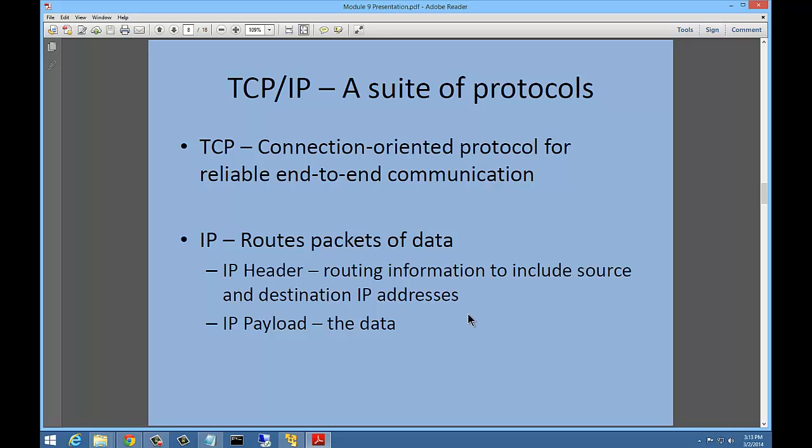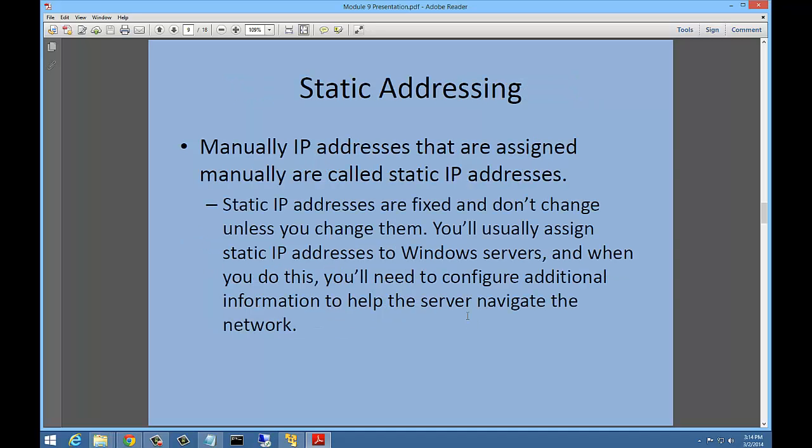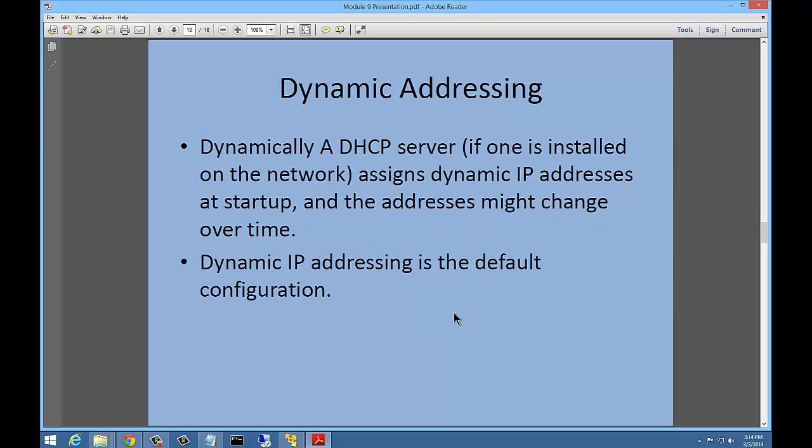IP is the card that TCP drives in. So IP routes the packets of data using an IP header with information and an IP payload, which is the data that you're trying to send. You can manually address IP addresses like you did with DC01 and with your clients. That's manual TCP/IP or static addressing. Static addresses are fixed. They don't change unless you change them. You usually assign static addresses for servers, things you don't want to change the IP addresses on a regular basis like you would for workstations. You need to configure additional information to help the server navigate the network, such as the subnet mask and gateway, etc.